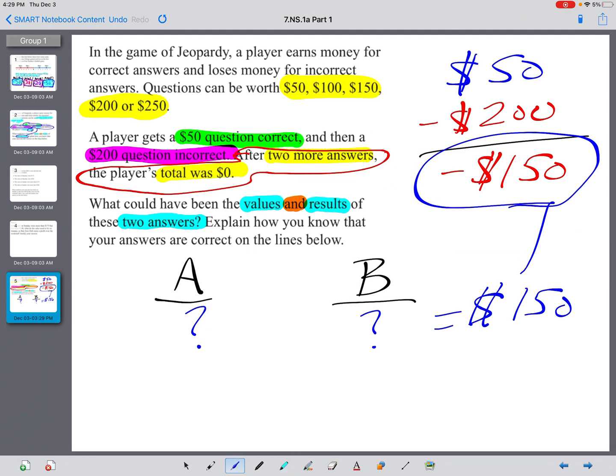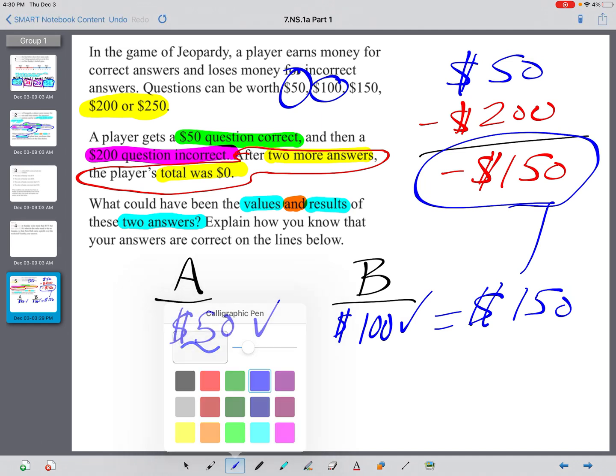We could pull two questions where we had a $100 correct answer and a $50 correct answer. So question A could have been worth 50, and it would have been correct. And question B could have been worth $100, and that would have been correct.